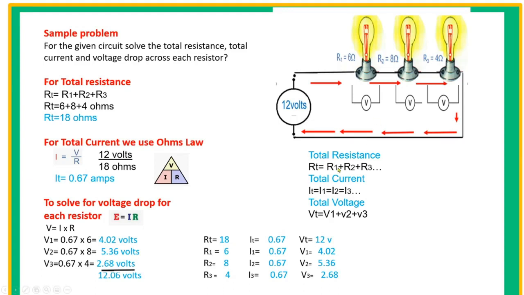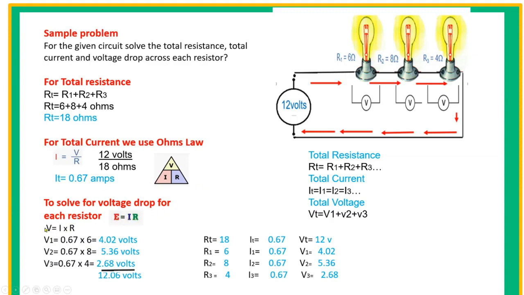In the laws of a series circuit, the total resistance is the sum of the individual resistances, the total current is equal to the individual current, and the total voltage is the sum of the individual voltages. To solve the voltage drop for each resistor, we use Ohm's law also: E equals I times R.